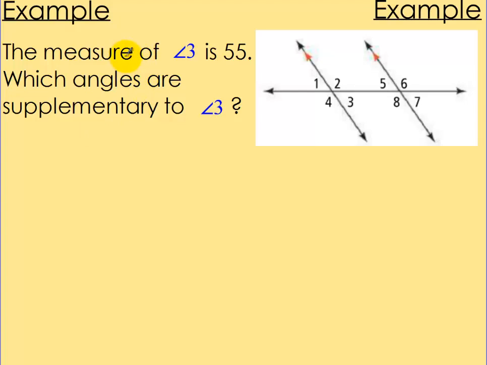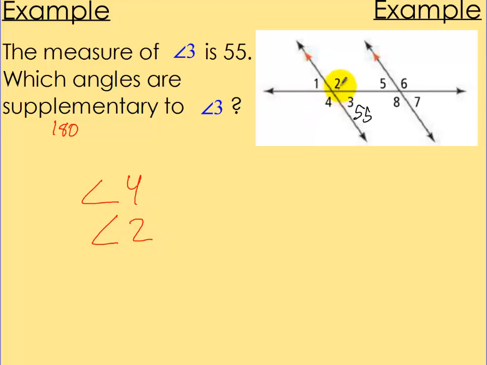Alright, let's answer this. The measure of angle 3 is 55 degrees, so I'm going to write 55. Which angles are supplementary to angle 3? So supplementary equals 180. So what's supplementary to this? Well, 4 is going to be supplementary because of the straight line, the angle addition postulate with a straight line angle right there. So angle 4, that's going to be supplementary. And corresponding angles are also going to be supplementary with angle 3. Well, 2's got to also be for the same reasons.